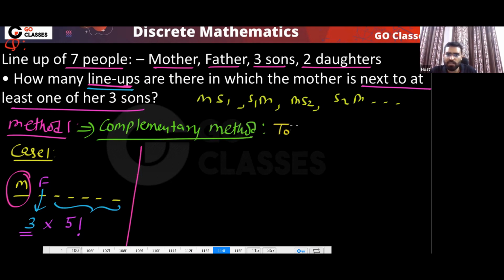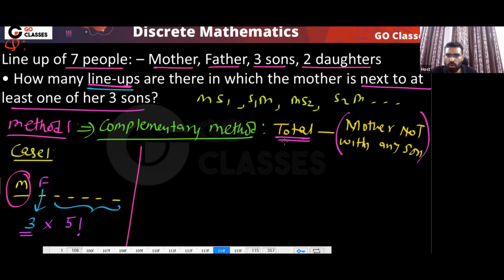So what basically I am saying is total minus mother not with her son, mother not with any son. So I am applying the complementary method. So the case one, total minus mother not with her son, any son. Total you already know. What is total? Total is 7 factorial. Now I am finding mother is not with any son.